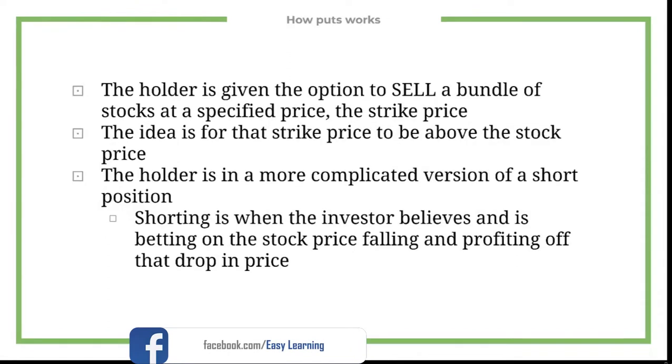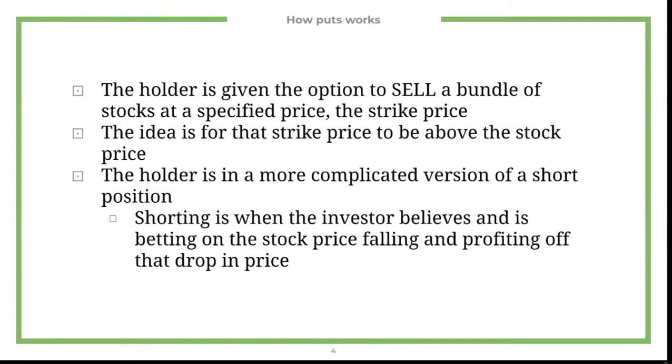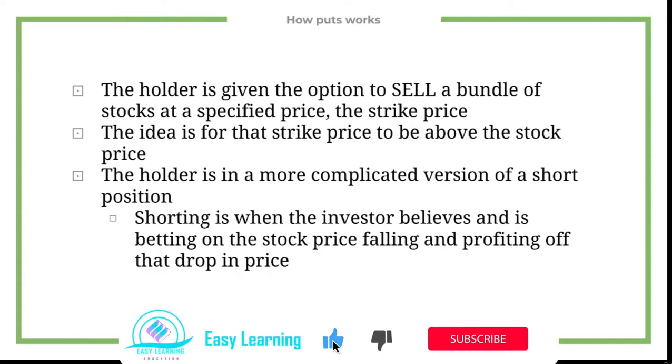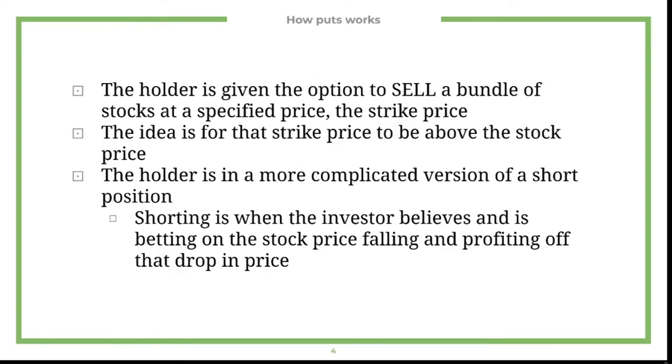So here's how puts work. The holder is given the option to sell, like I mentioned in the previous slide, a bundle of stocks at a specific price. And that specific price is called the strike price. The way you make money on puts is if your strike price is above the stock price. It's essentially just a more complicated version of a short position. And for those of you that don't know, shorting is when the investor is betting on the stock price falling and they profit off that dip in price.